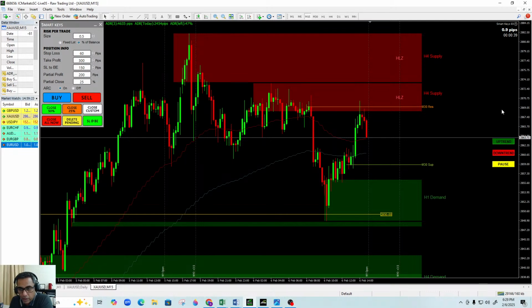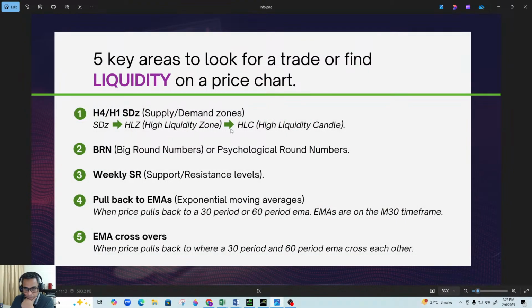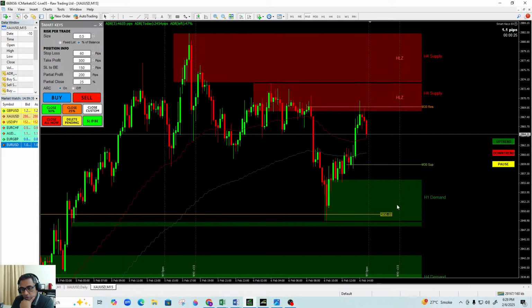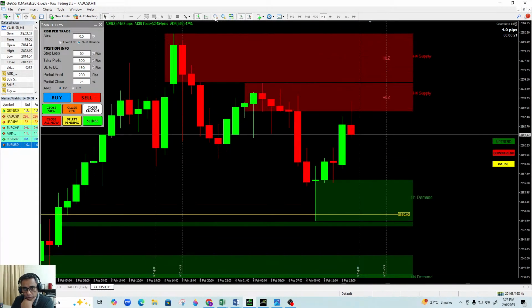Okay, done. Next, we're going to identify a high liquidity candle, the zones that we've drawn now, right? Oh, sorry, there is a new zone here. I didn't draw that. Okay, so did this demand zone take out anything to the left? No, it hasn't.